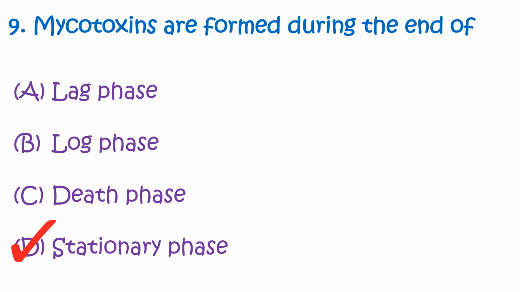And the mycotoxin is also a secondary metabolite. Thus, it is formed during the end of the stationary phase. It can be very toxic to humans as well as animals, and it can also cause diseases and death in both humans and animals.